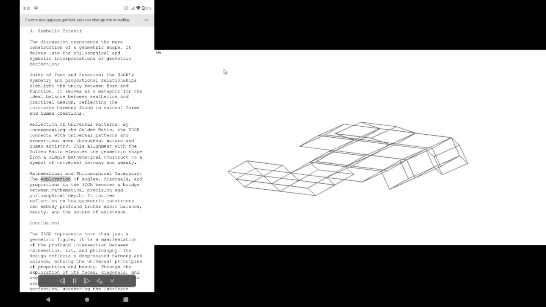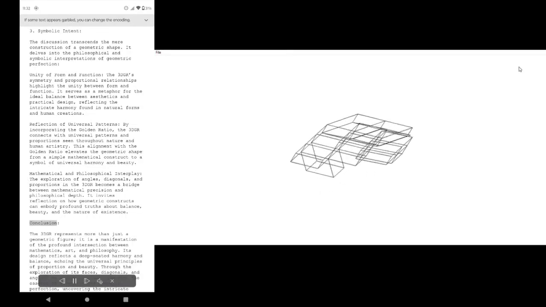Mathematical and philosophical interplay. The exploration of angles, diagonals, and proportions in the 3D-GR becomes a bridge between mathematical precision and philosophical depth. It invites reflection on how geometric constructs can embody profound truths about balance, beauty, and the nature of existence.